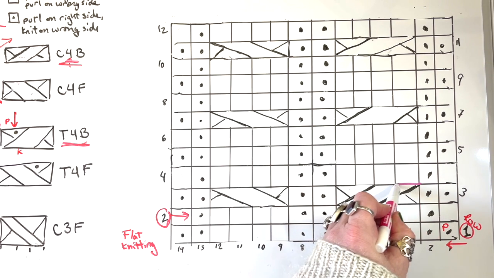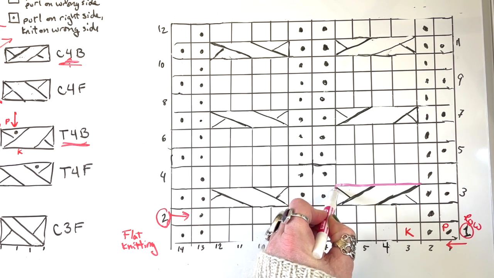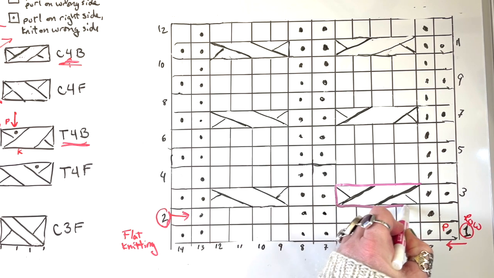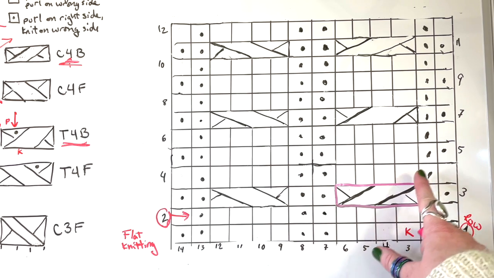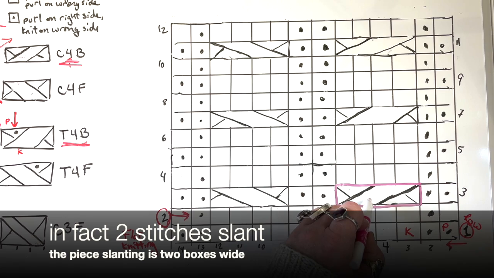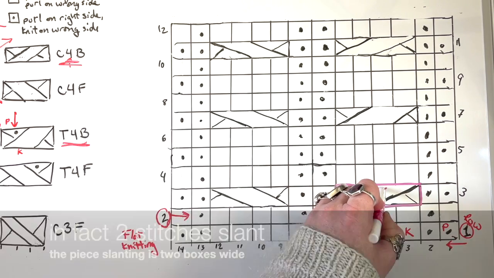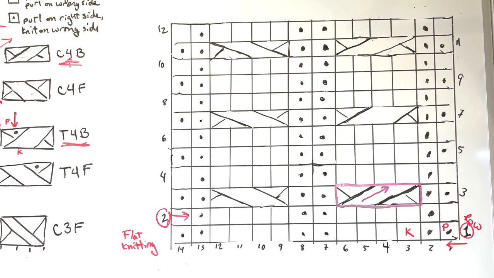I have a symbol that takes up all of this space, all of that space. And if we look underneath it, it is 4 stitches wide, and it slants. The big piece, uninterrupted, slants in that direction.